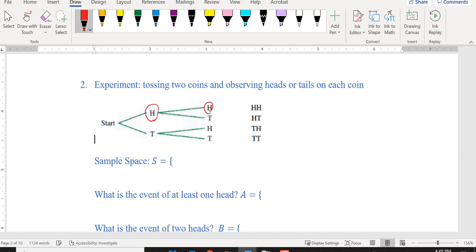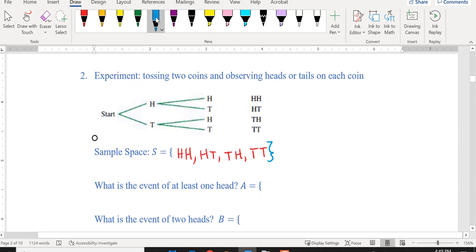So what is our sample space? Our sample space would be head, head, head, tail, tail, head, or tail, tail. That's our sample space. That's all the possible outcomes we could observe if we tossed 2 coins.